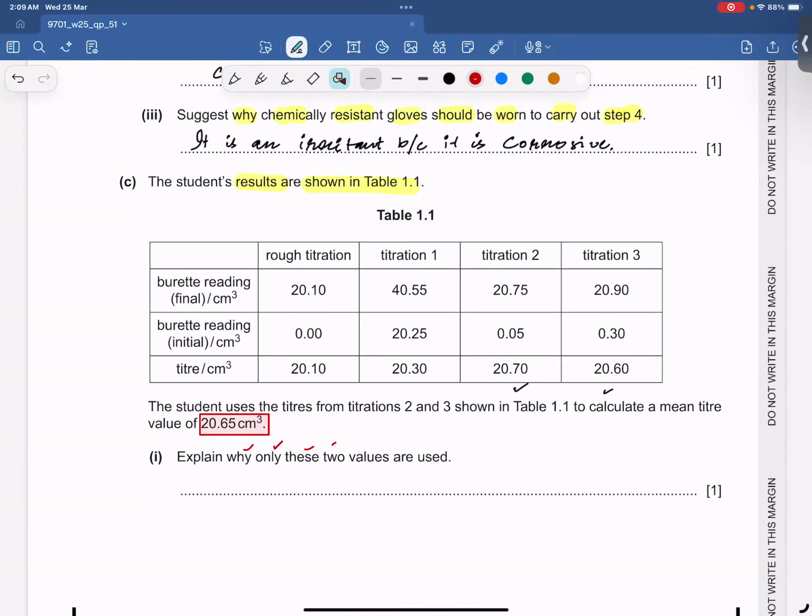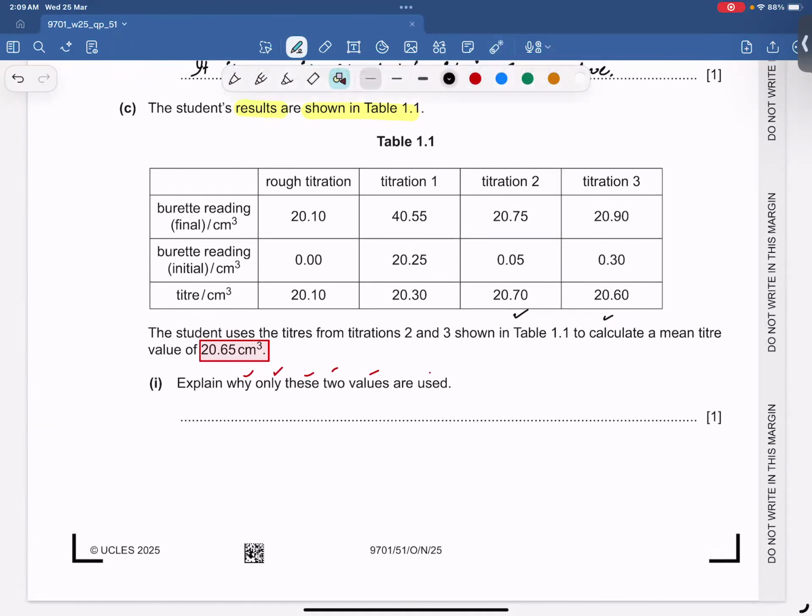Explain why only these two values are used: because these two values are the concordant readings, with a difference of only 0.1 cm cube. These are the concordant readings, with a difference of 0.1 cm cube. 20.7 minus 20.6. Yeah. Okay. Let's move on to the next page.